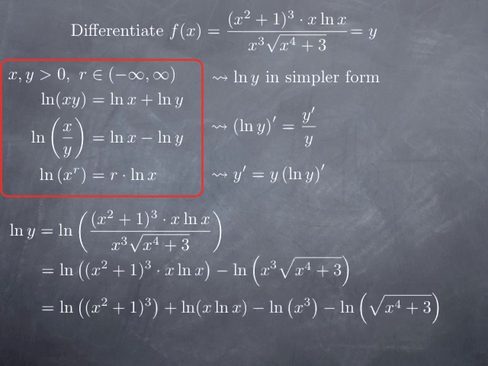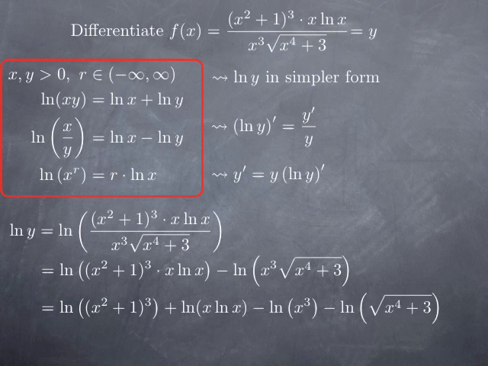So we get natural log of (x squared plus 1) cubed multiplied by x ln x, minus ln of x cubed times the square root of x to the fourth plus 3. So we have products in each one of the two terms, and we can use the fact that the natural log of a product is the sum of the natural logs. So we get the log of (x squared plus 1) cubed plus the log of x ln x minus the log of x cubed minus the log of the square root.